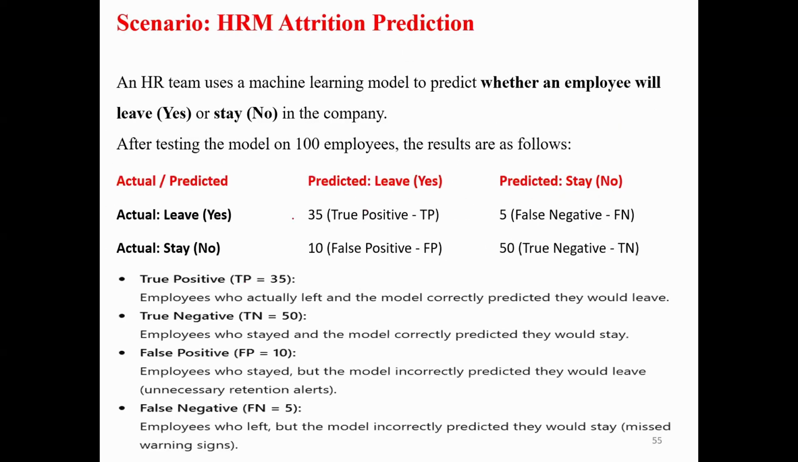Here, the interpretation is that, suppose I'm coming to your problem now. Suppose the HR team of a company uses a machine learning model to predict whether an employee will leave the company or stay in the company. Leaving the company means yes, staying in the company means not leave. Two things are there, either leave or not leave, right? After testing the model on 100 employees, the results are as follows.